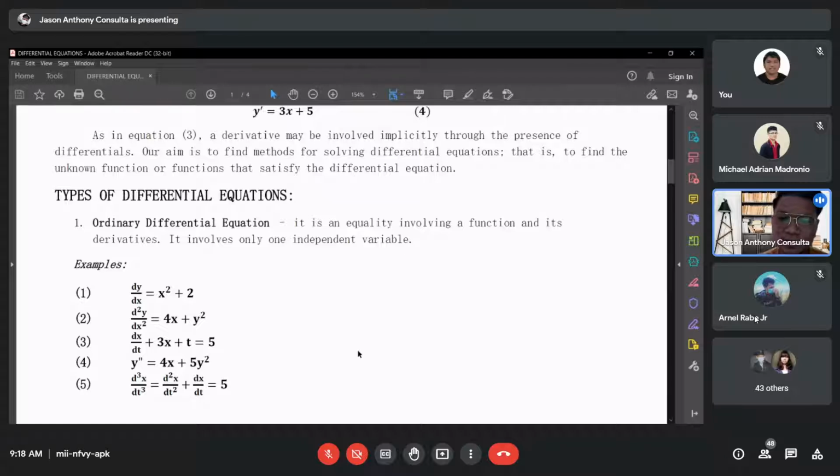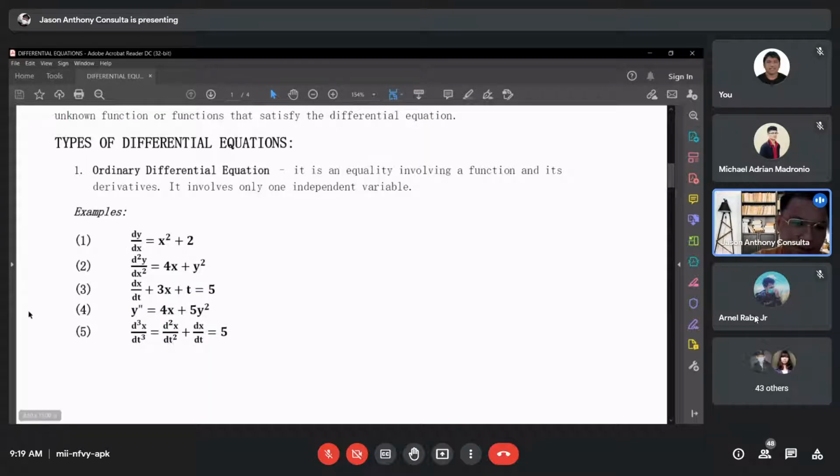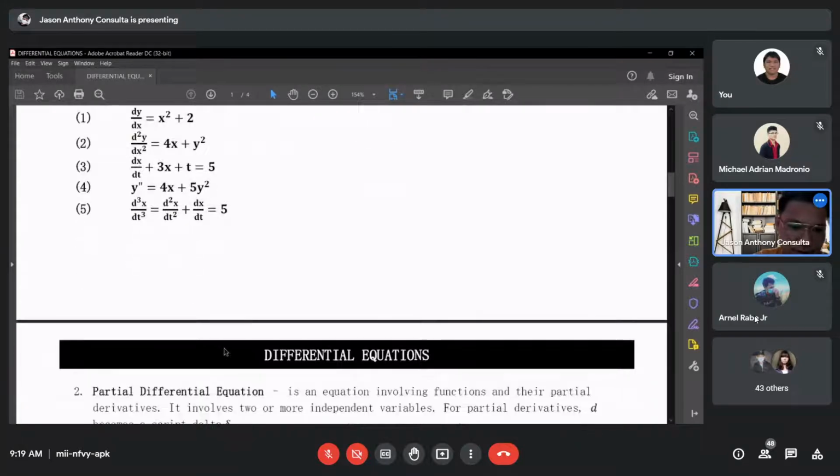X and Y, tingnan nyo dito sa sample number 1. y and x, the same sa second one. Then the third one, x and t. So one independent and one dependent variable only. Okay? So this time, tingnan nyo itong fourth, yan yung y double prime. So that is the second derivative of y with respect to x is equal to 4x plus 5y squared. Okay? So hindi ko napapabasahin sa inyo to kasi almost the same lang yung nauna.